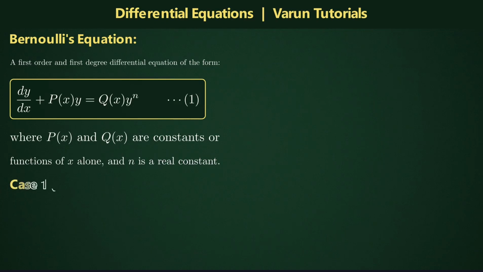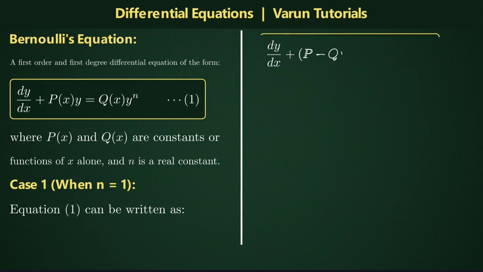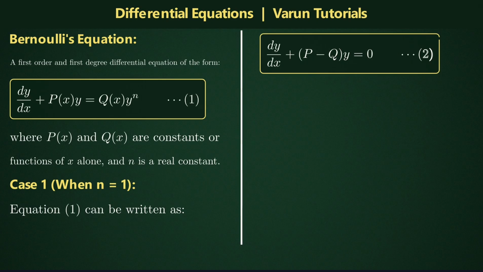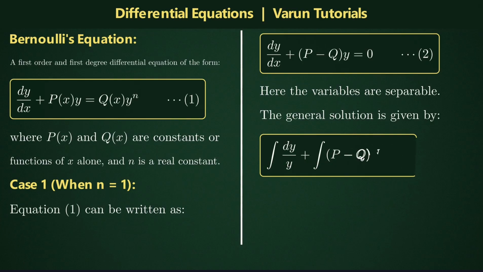Let us discuss the first case, when n is equal to 1. Equation 1 can be written as dy by dx plus the quantity p minus q, times y, equals 0. Let us call this equation 2. Here, the variables are separable. The general solution is obtained by integration. The integral of dy over y, plus the integral of p minus q, dx, equals 0.